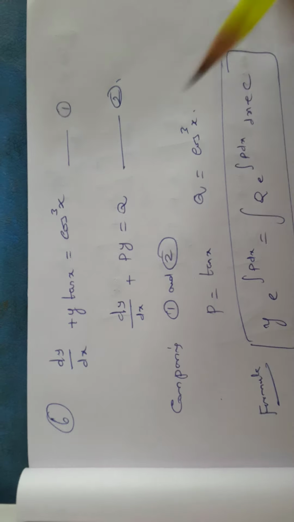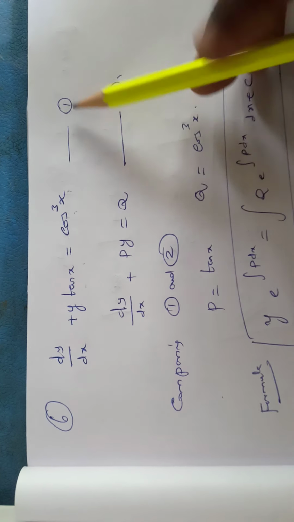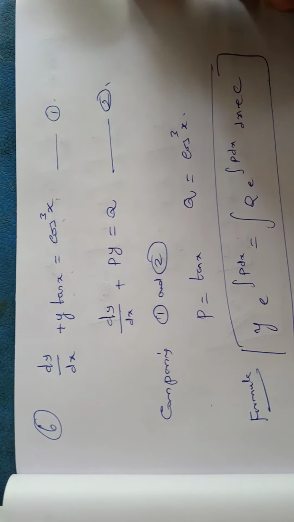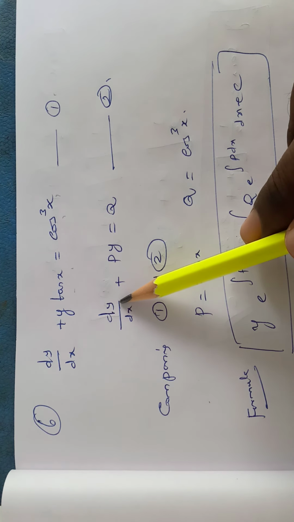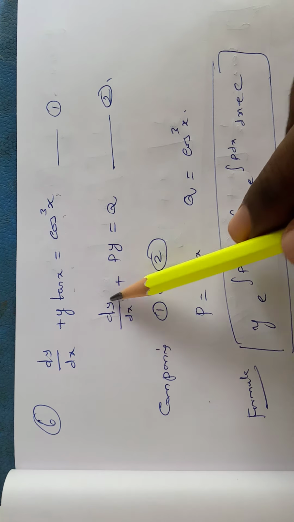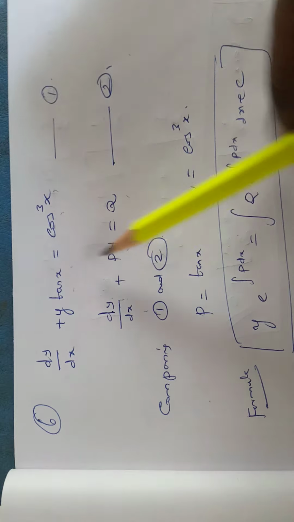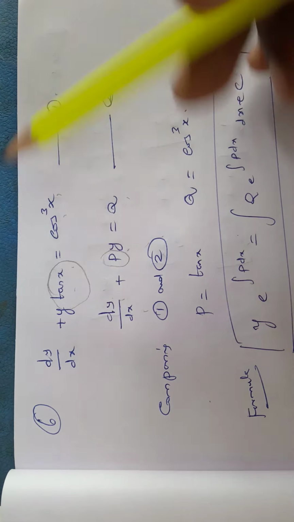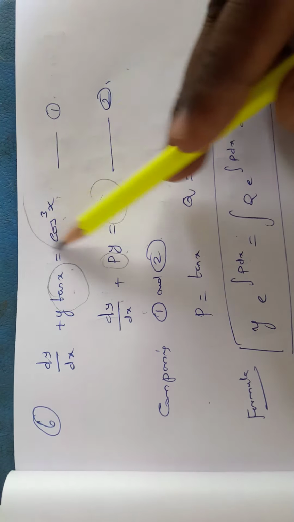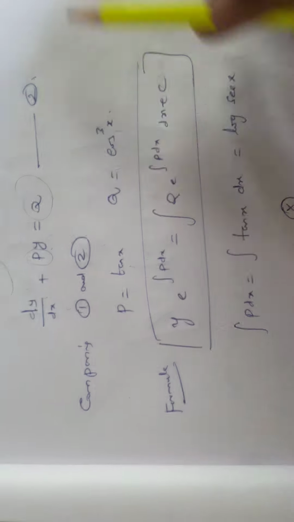Again, move to problem number 6. dy/dx + y tan x = cos³x is equation number 1. Again we take the first order linear differential equation dy/dx + Py = Q as equation number 2. Comparing, P can be chosen as tan x and Q can be chosen as cos³x. So P = tan x, Q = cos³x.